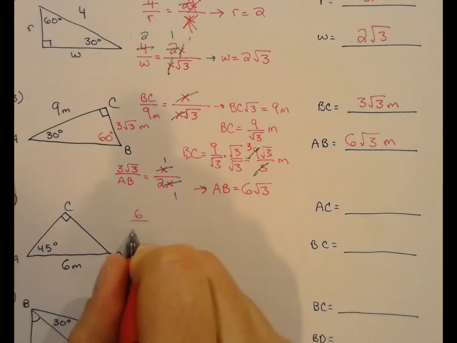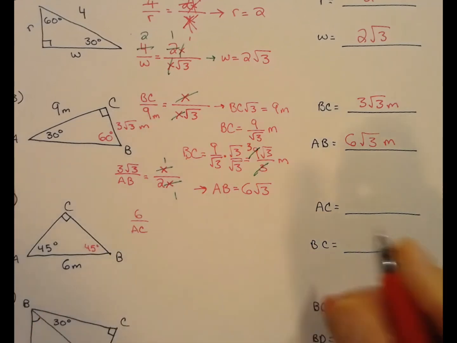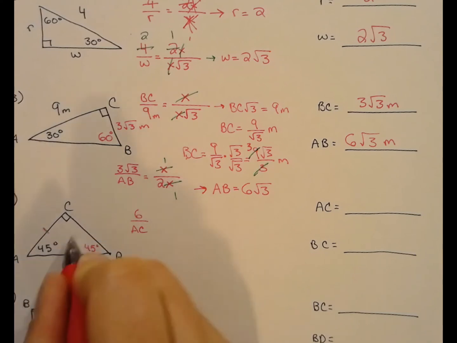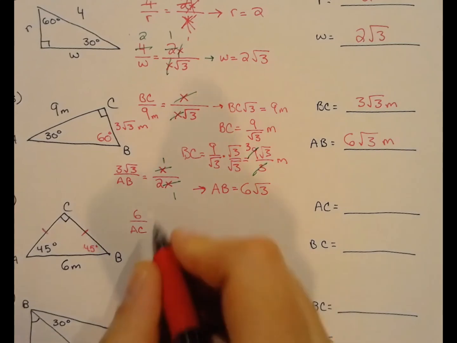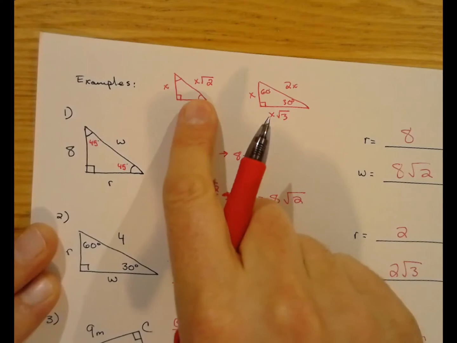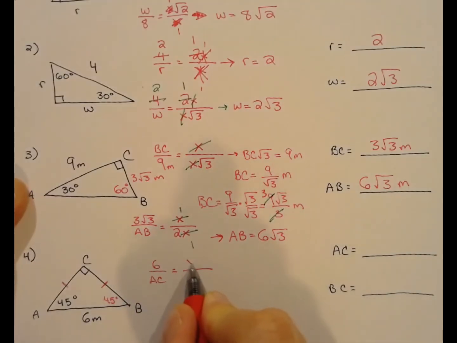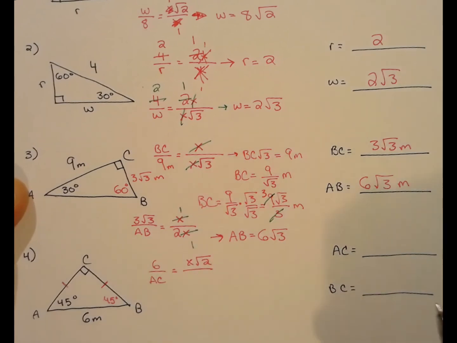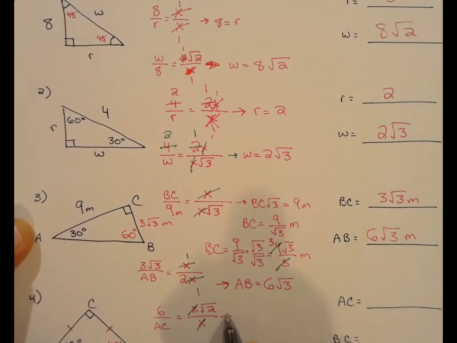So 6 over AC, this is the 45, 45, 90. And actually, we know it's an isosceles triangle. I'll just set up one proportion and get both of these answers. But 6 is the hypotenuse. The hypotenuse from the theorem is x root 2. So 6 is on top, x root 2 goes up top. And AC is a leg. That's going to match up to x. The x's factor.